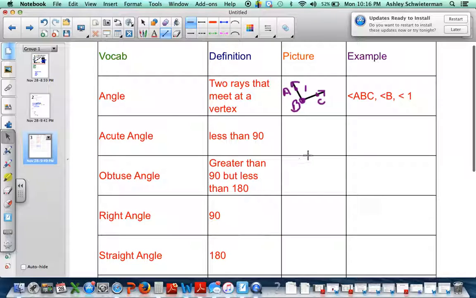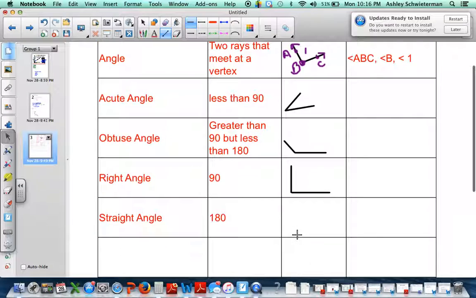An acute angle looks like this. It's little, it's acute. Obtuse is a larger angle. It's obtuse. A right angle forms a 90-degree angle. And a straight angle is a straight line.